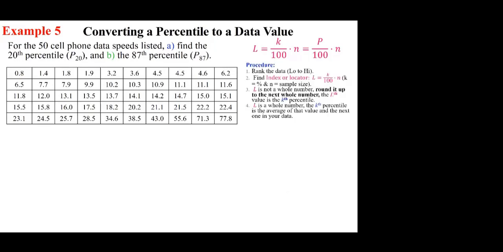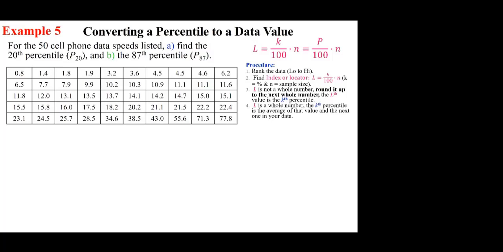So here's the procedure. You want to rank the data. It is ranked already. We want to find the index or locator. So they call it locator or they call it index. L, which is K over 100 times N. K is the percentage, or P, K or P, whatever you want to call it. And N is the sample size. So I don't want to get hooked up with those variables because depending on the text, they use different variables.